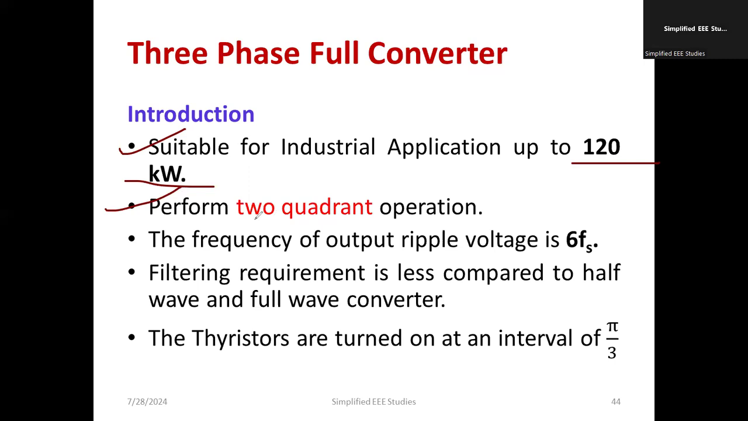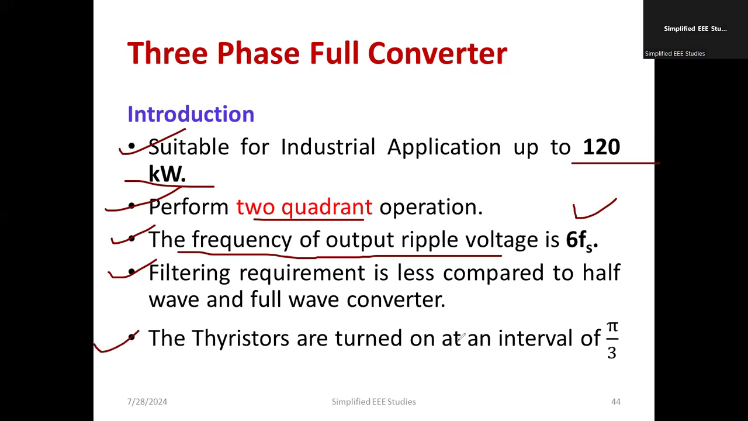We can say that the three-phase full converter performs two quadrant operation. Also, the output ripple voltage is 6 times the supply frequency. By comparison to a single-phase full converter, the filter requirement is very small, and the total harmonic distortion, the THD, is comparatively less in the case of the three-phase full converter. That is why, for high power applications, we prefer the three-phase full converter.